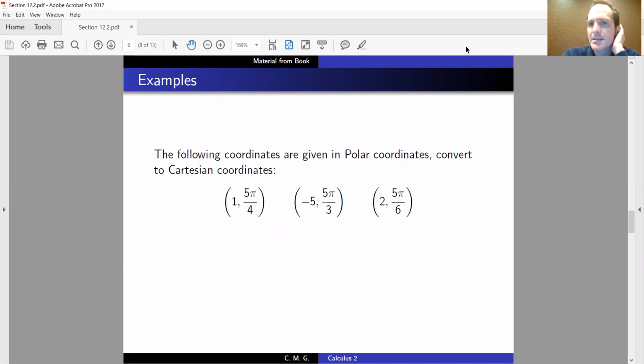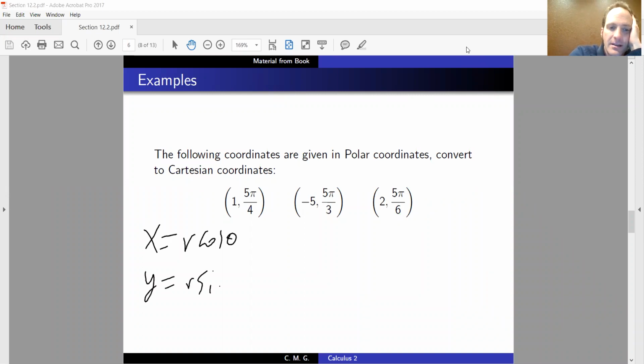So here are some polar coordinates. I can convert them to Cartesian coordinates. This is not a very difficult thing. The first one is radius 1, theta 5 pi over 4. The x value is just r cosine theta, and the y value is just r sine theta. And 5 pi over 4 is in quadrant 3.